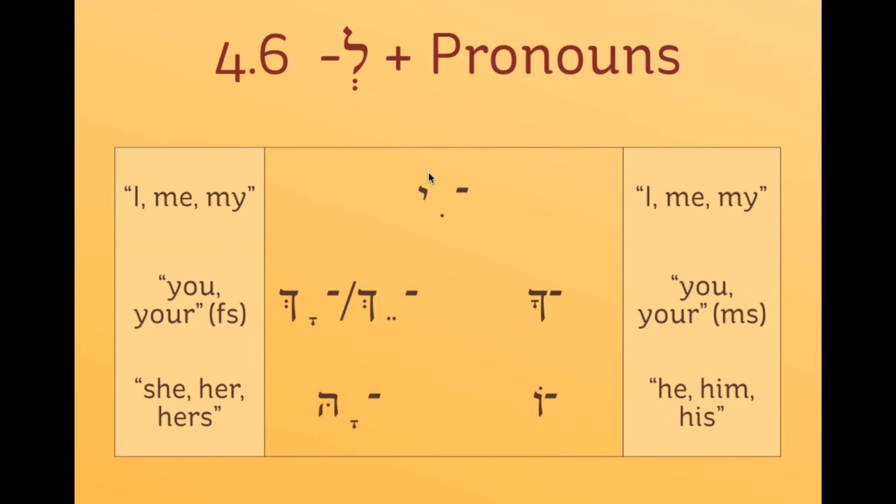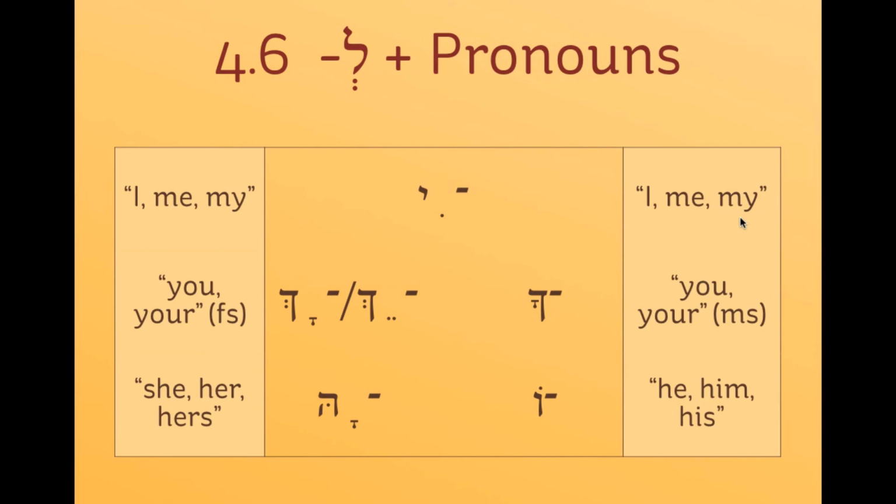A quick comparison in English. Last week I said that there are three forms of the pronoun in English. You have subject pronouns, object pronouns, and possessive pronouns. Hebrew basically has two forms of pronouns. Independent pronouns that you can just say by themselves. They appear as their own words. They're always the subject pronouns.